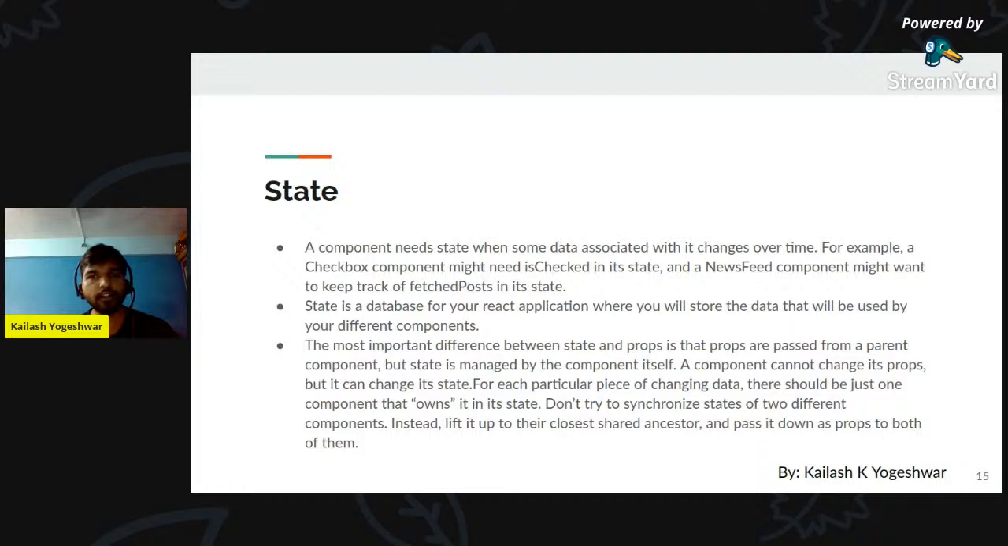So state is mutable, and props are never mutable. State can be mutable because it's a database, and we need to update the database quite frequently. For each particular piece of changing data, there should be just one component that owns it in its state. So every component should have its own state, completely managed by itself. Don't try to synchronize states for two different components. Like I said earlier, if there are two components which need to share a state, don't share the state between them, and instead lift it up to the closest shared ancestor and pass it down as props to both of them. So this is state and props.